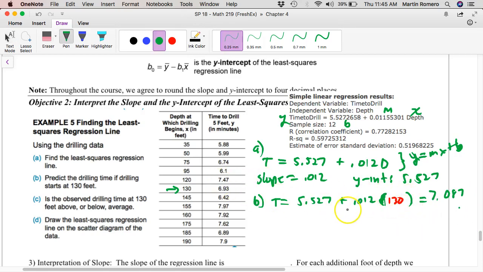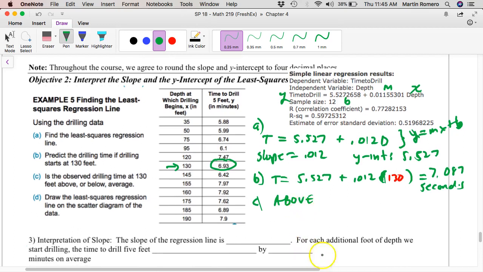And so we can compare that. This is seconds. Is the observed drill time at 130 feet above or below average? In this case, 7.7 is above the observed. So our residual in this case is above, or positive, because it's above the observed value. And I drew the least squares regression line already, so that was the picture I had. I'm not going to graph it here. StatCrunch would do that for us.